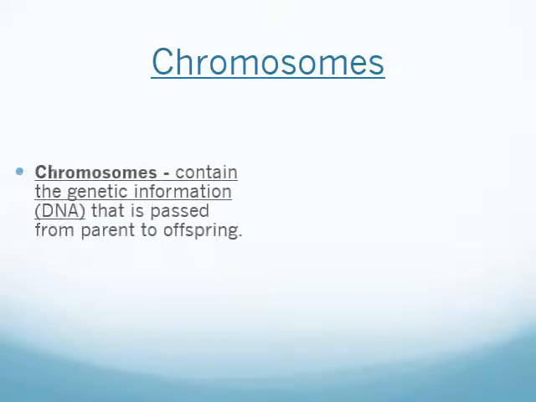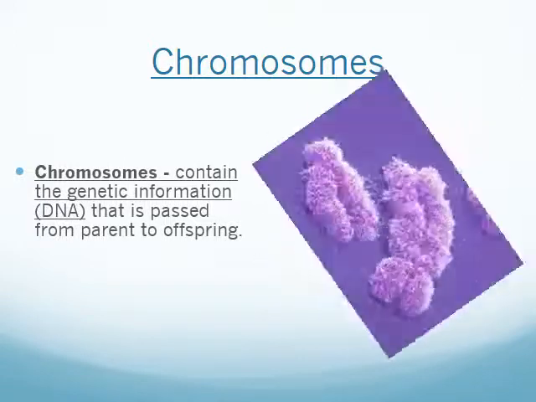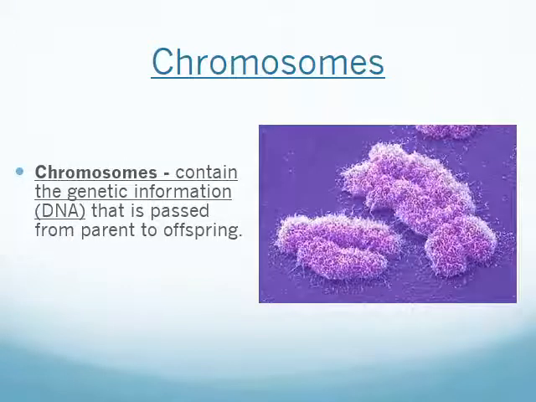So a chromosome, by definition, is any part that contains the genetic information, or DNA, in your cells that is passed on from parent to offspring. So, in humans, we have 46 of these, which we'll be discussing in a little bit. But for right now, just know that chromosomes contain your genetic information, or DNA.